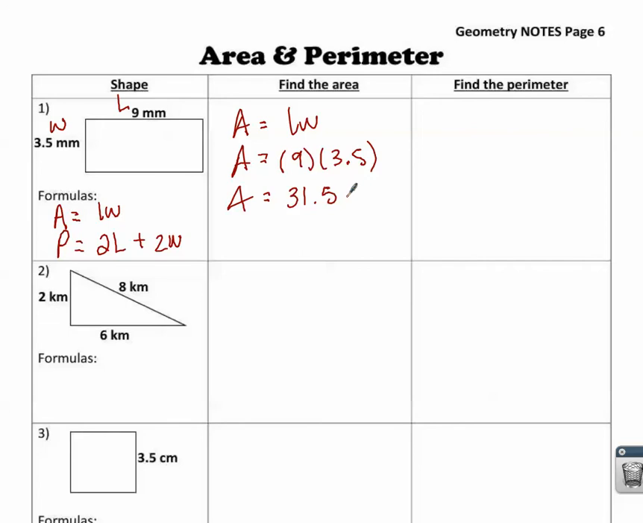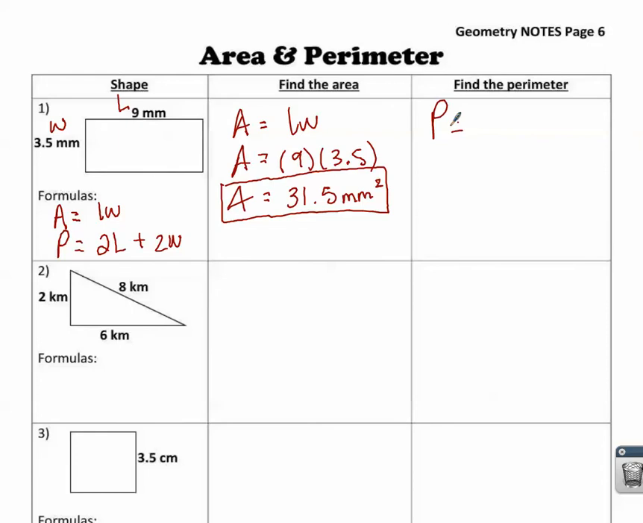One of the most important things here, you also have to show your work. And because you are stating millimeters times millimeters, your answer, your units, is always going to be squared. So the area equals 31.5 millimeters squared.